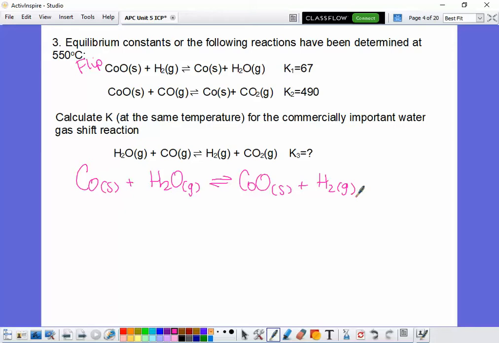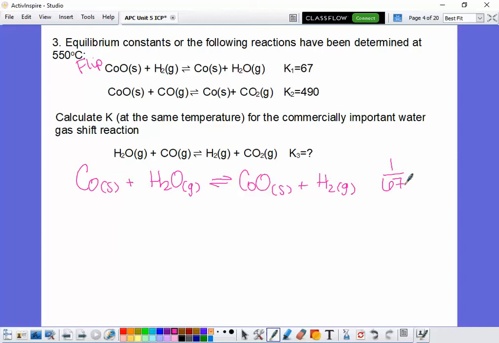We're going to take the reciprocal, okay? Because mathematically, for the first reaction, my products are on the top. Really just the water is on the top and the hydrogen gas is on the bottom. If I flip it, now hydrogen gas is on the top and water's on the bottom. So my whole equation gets flipped over. So my K gets flipped over. So this K value is going to be 1 over 67.